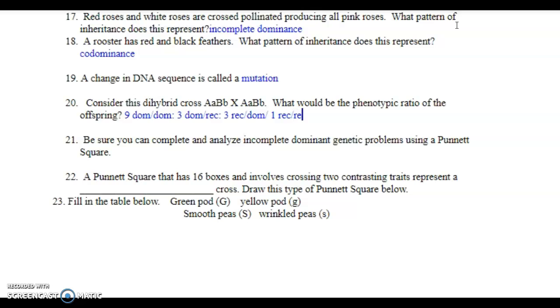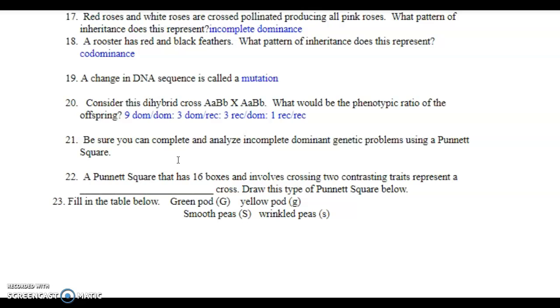9 to 3 to 3 to 1. And of course, as we expect, we would have more that are totally dominant. Only one that's totally recessive. And then 3 each of dominant for one and recessive for the other. 9 to 3 to 3 to 1 ratio.